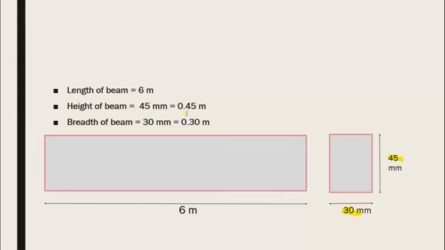Now to make the units consistent, change the height and breadth of the beam from millimeter to meter by dividing the height and breadth by 100. So we will get the height of the beam as 0.45 meter and the breadth of the beam as 0.30 meter.